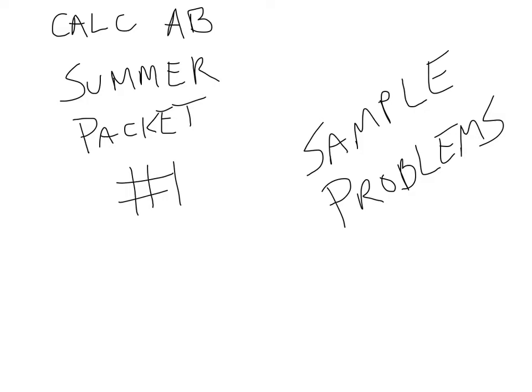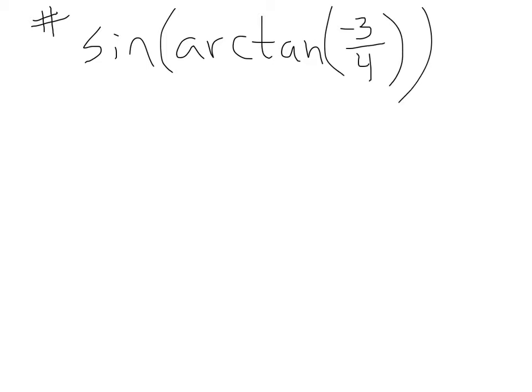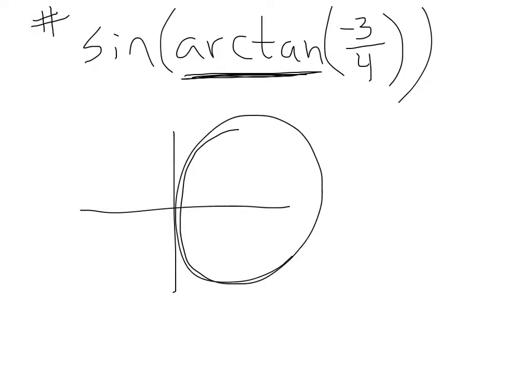Calc AB, summer packet number 1, sample problems worked out in class. Of arctan of -3/4. I'm a really big fan of using triangles rather than the unit circle. So I'm going to start by drawing the Cartesian grid and try to find a triangle. I know that the function arctan only exists in these two quadrants. So I have either a triangle like this or a triangle like that.